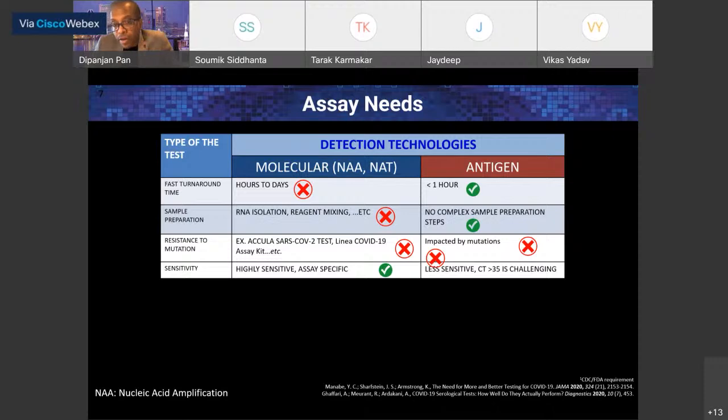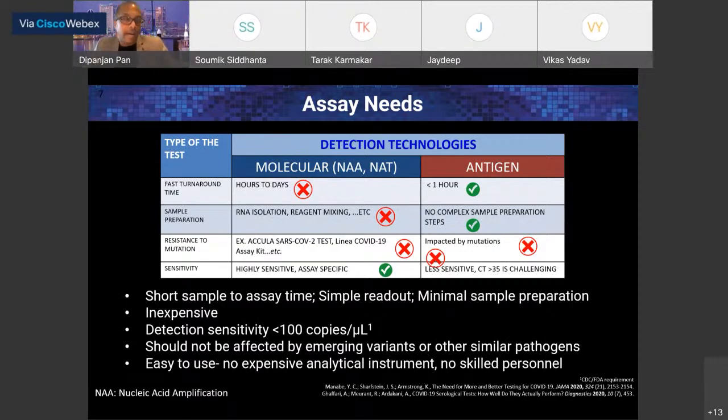The molecular test, however, is highly sensitive and assay specific. Resistance to mutation is not quite clear, depending on the type of test we're talking about. There are many tests out there that are not really resistant to mutation, but there is always a possibility to develop tests that are absolutely robust and will take care of any mutations. Sample preparation is also very complex. Oftentimes you need an RNA isolation. Oftentimes you need an amplification step, which means increasing temperature is a necessity for this kind of detection technology.